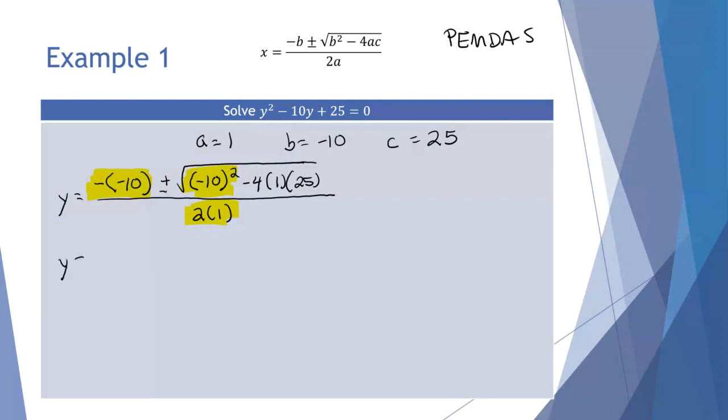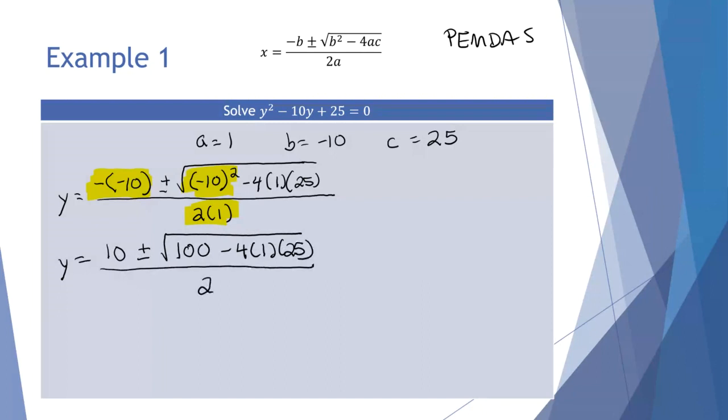So y equals, so -(-10), those cancel, you get a +10, my plus or minus. Now I'm going to square -10, so squaring a negative becomes a positive, so that is 100. Then I have -4 times 1 times 25. And then 2 times 1 in the denominator is 2.